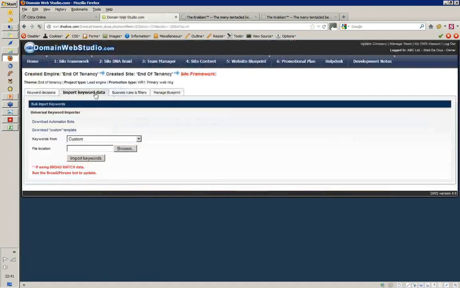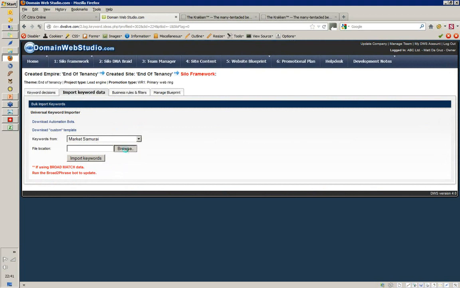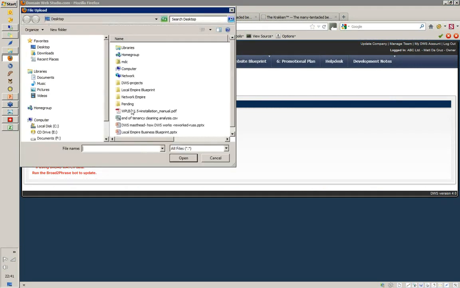So what I do is I go on to import keyword data, and where I am at now, I'm in the silo framework screen within Domain Nerd Studio. And I'm going to bring in that keyword there. I've done this drill for Market Samurai for the guys who use this tool. And I'm importing the listing from the desktop.